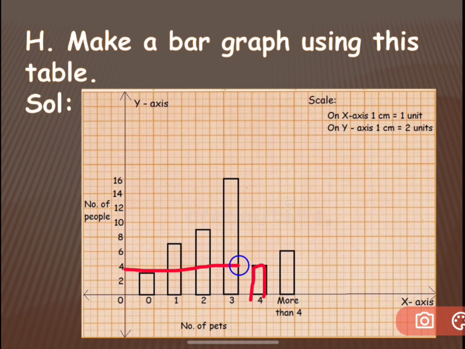4, you have that line, the main line, isn't it? So you will draw it. And for more than 4 you have 6 people, isn't it? So till 6 you have drawn that line. Draw the bar. Okay, children. So in this way you have to draw the bar graph. Now coming to your circle chart, let's see the sum.